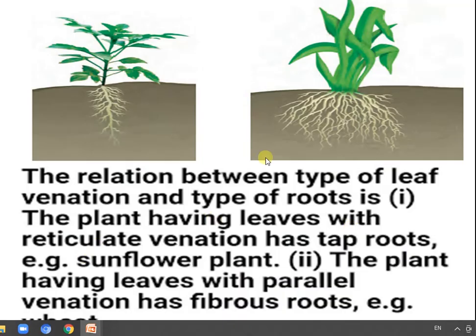The relation between types of leaf venation and type of root is: the plant having leaves with reticulate venation has tap roots, for example, sunflower plant. The plant having leaves with parallel venation has fibrous roots, for example, wheat.